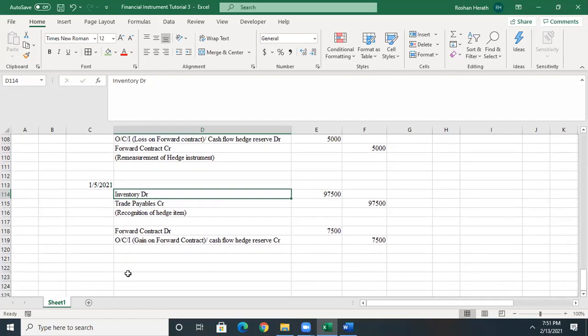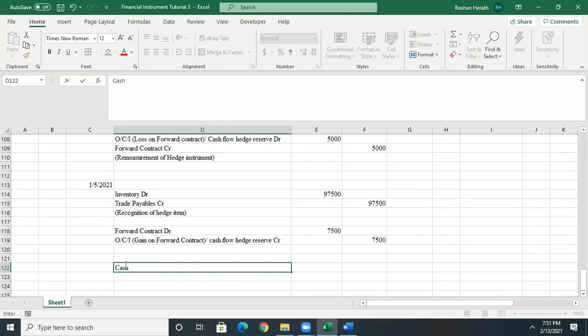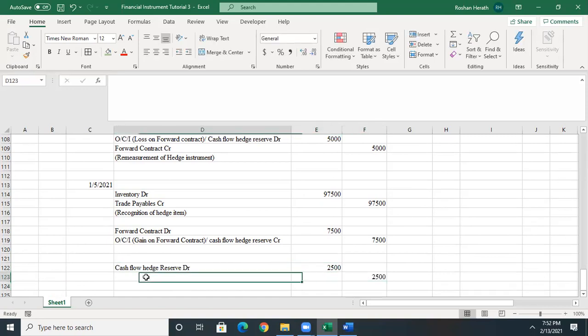So that is another important entry that you need to pass on this very date. ඒතර මේ දවසට අපි pass කරන්න ඕනේ තව එක් වැදගත් entry එකක් තමයි ඒක, right? So you debit the cash flow hedge reserve, debit that, it's 2,500, and you credit that against the inventory. So the inventory.